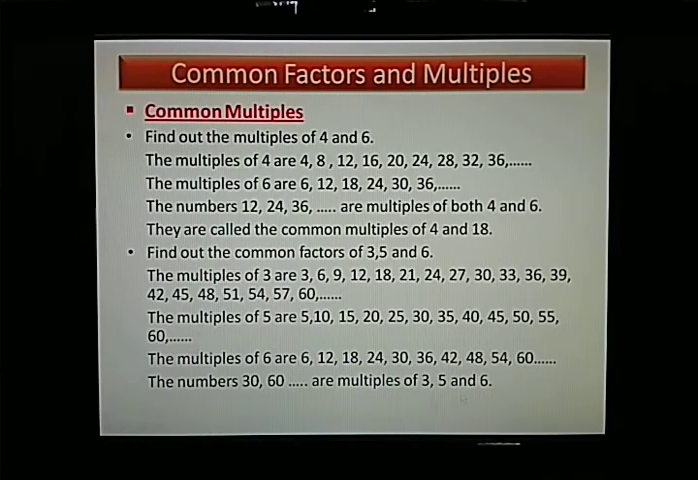There are some cases you can see here. Say for example, this 45 is present here. 45 is also present in the multiples of 3. But we cannot say that 45 is a common multiple because it is not present in the multiples of 6. So you have to check first that it is present in the multiples of all of those numbers. Only then we can say it is a common multiple.